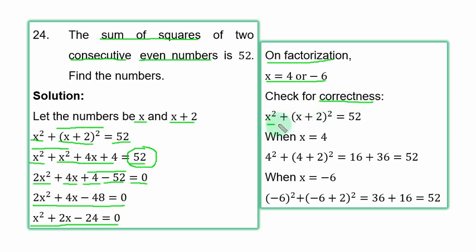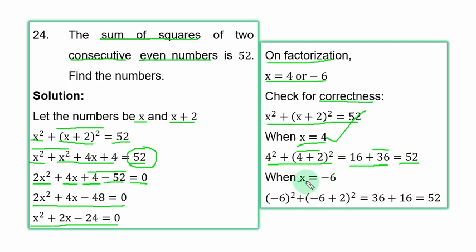This is the expression that produces the quadratic equation. When s is equal to 4, you put 4 in place of s, you have 4 squared plus bracket open 4 plus 2 bracket close all squared. So you have 16 plus 36, that is 4 plus 2 is 6, and if you square it, you have 36. When you add, you have 52. That means s equal to 4 is acceptable.